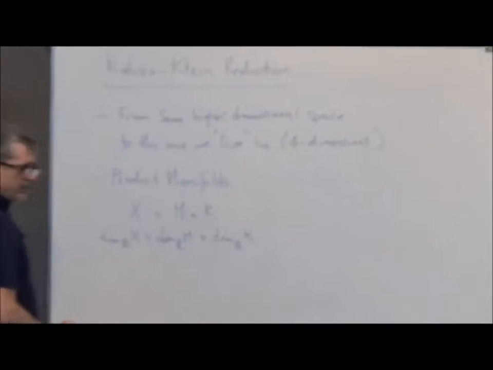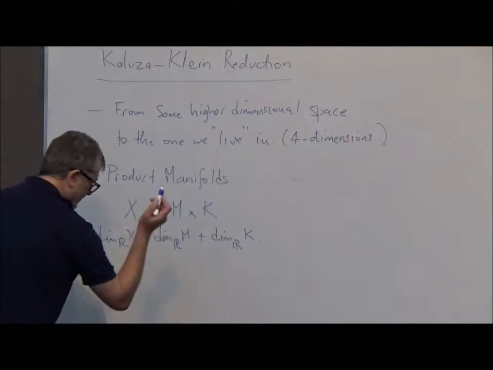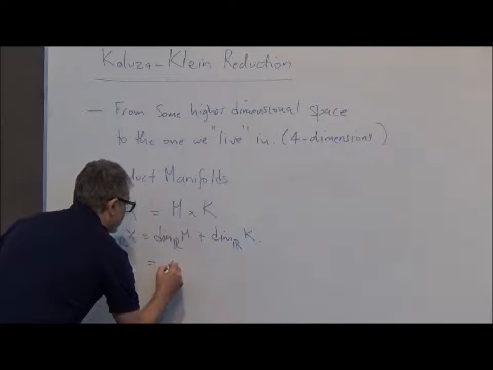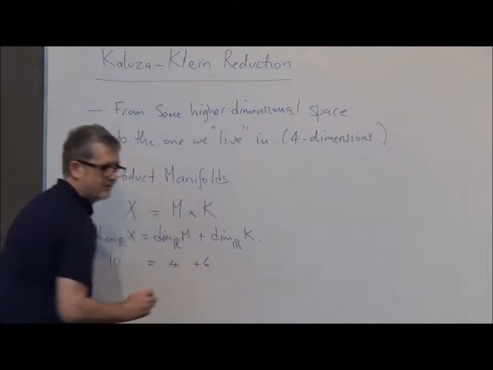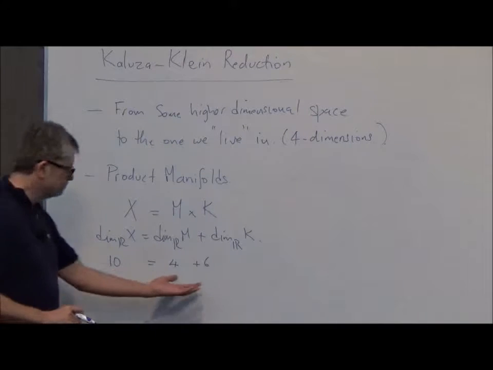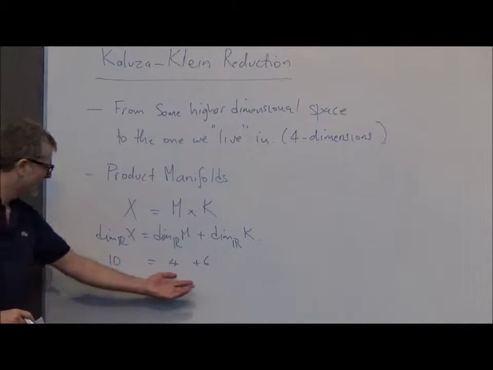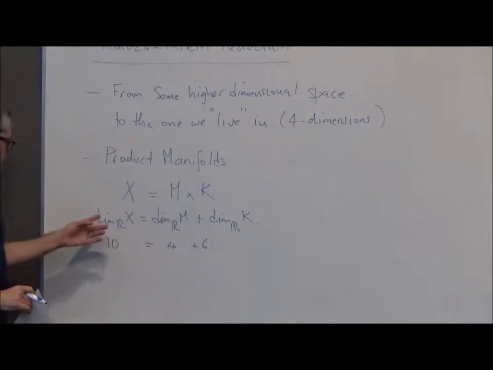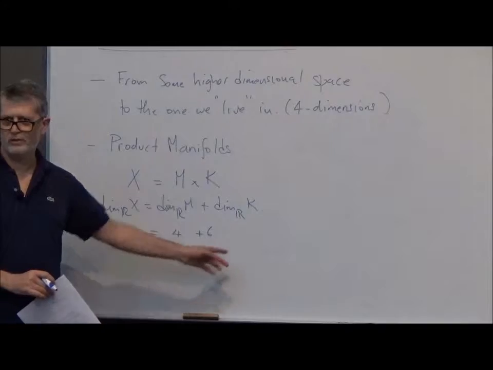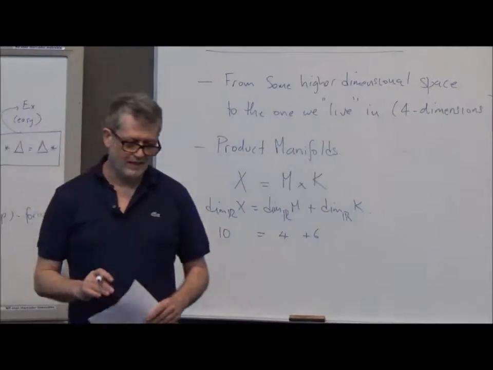Okay, so here we've got a chance. If we start off, as an example, in 10-dimensional string theory, then what we'd really like to do is to write 4 plus 6. But it doesn't have to be 4 plus 6. This could be 26, and then it could be 4 plus 20, for example.